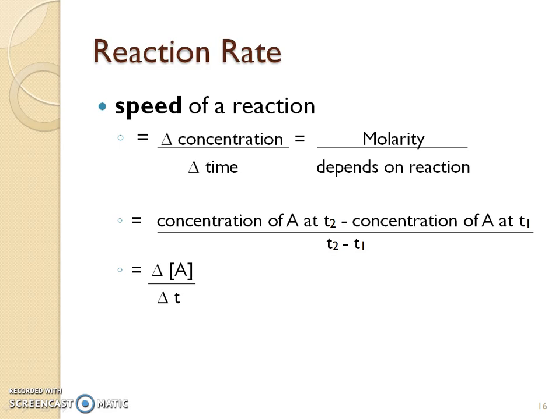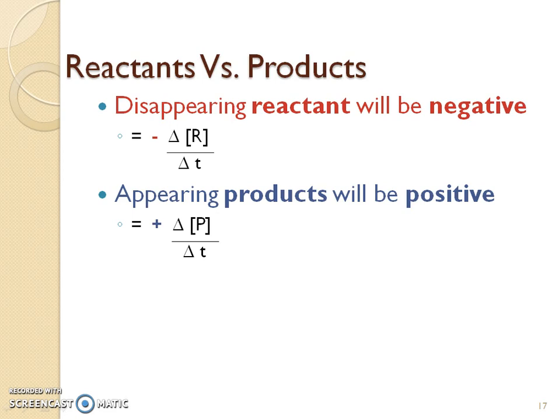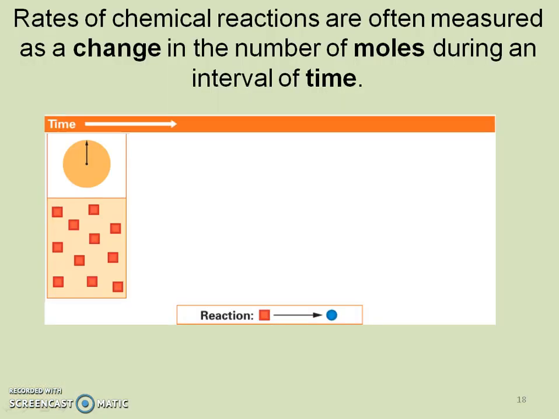So if we want to know how fast the reaction is going, we would do a change in concentration of either one reactant or product over the change in time. So again, it's just our difference in concentration over difference in time. So reactants versus products: a disappearing reactant will be negative. I said that before, right? Because the reactant is just disappearing. That's the only reason for that negative there. And the products are appearing, so that's the only reason for that positive notation.